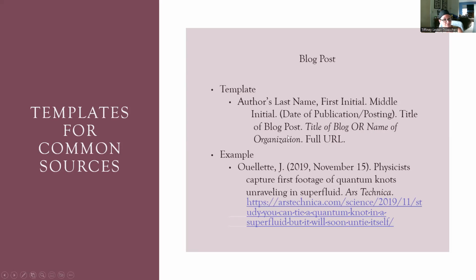So here's our example, right? Author's last name, Ouellette, comma, first initial period, J, period. There is no middle initial. Date of publication or posting, 2019, comma, November 15th. So again, this is a type of source where you want the exact date, if possible. Most blogs will include the month and date along with the year. Some blogs don't. They just will maybe give a month. Like these are all of our blog postings for the month of March, right?